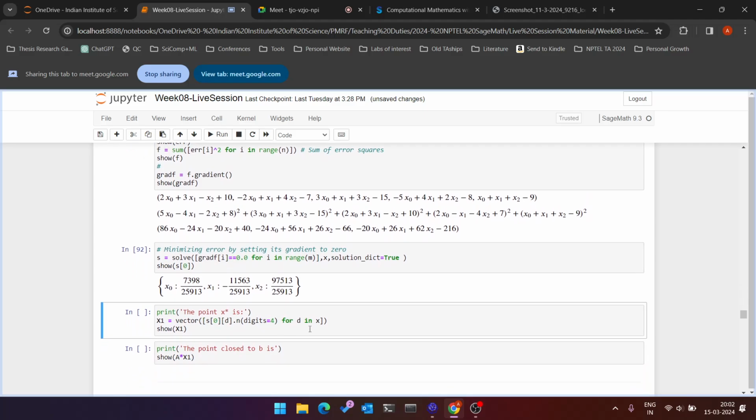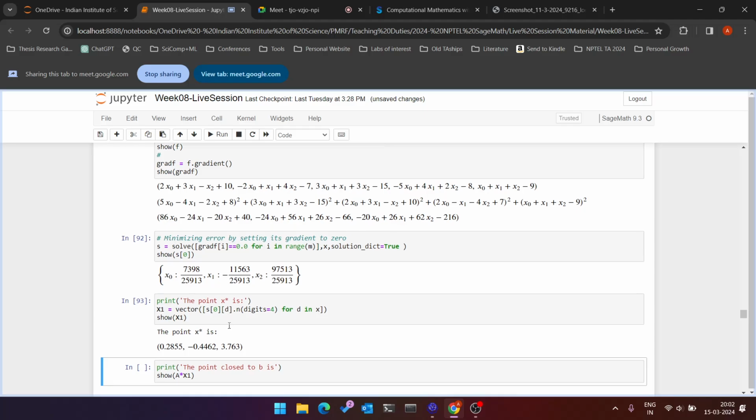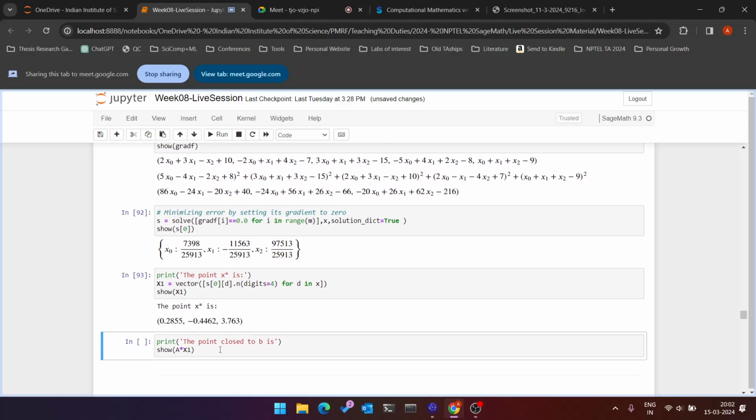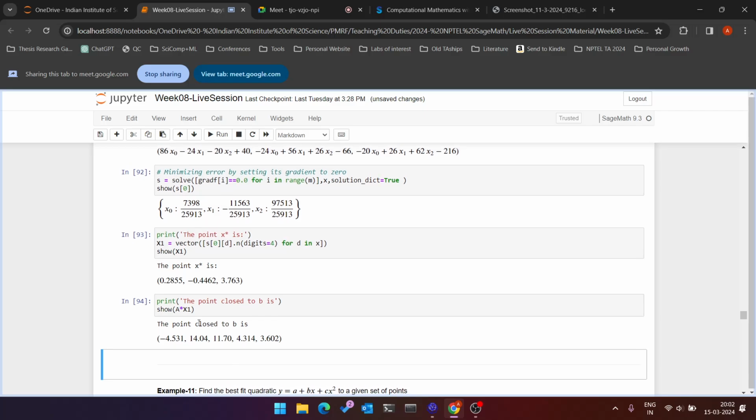And if I now calculate what the point x star is, it's basically x1, which is a vector from the solution based on the entries of solution S0. So this is what my x1 looks like, and my closest point to B is A into x1. This is what my closest point looks like.